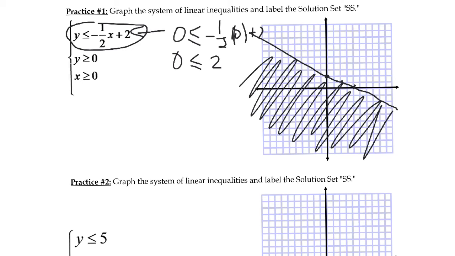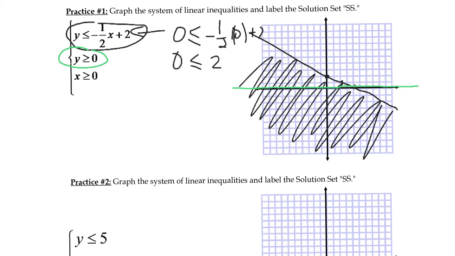Now let me change the colors, maybe to green this time, and let's look at the second inequality. y is greater than or equal to 0. So how do you graph it? Think about y equals 0. y equals 0 is a horizontal line that goes through the origin. So this is actually a tricky question because y equals 0 will be a solid line that is technically your x-axis. So this green line is y equals 0.